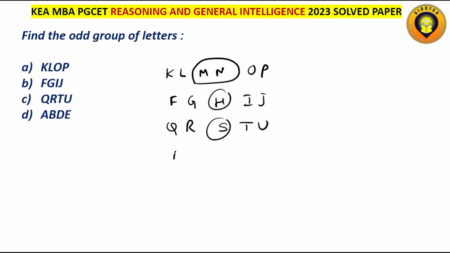A, B, C, D, E: so C is skipped. So in these three cases, only one letter is skipped, while in A, two letters are skipped. Therefore, A is the odd one.